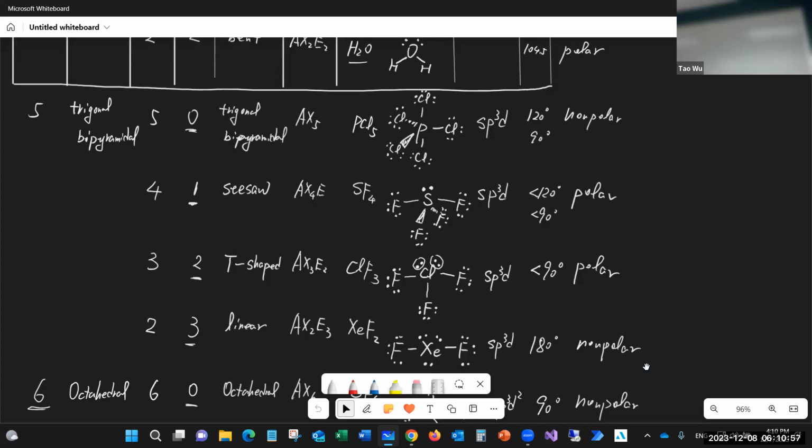Okay, so generally, this is what we are talking about. Determining the geometry of the molecule is very essential. You can base on that to determine whether the molecule is polar or nonpolar.